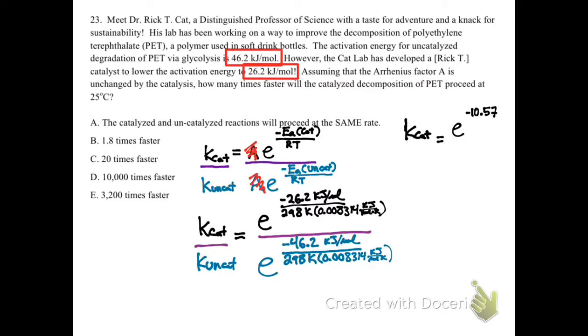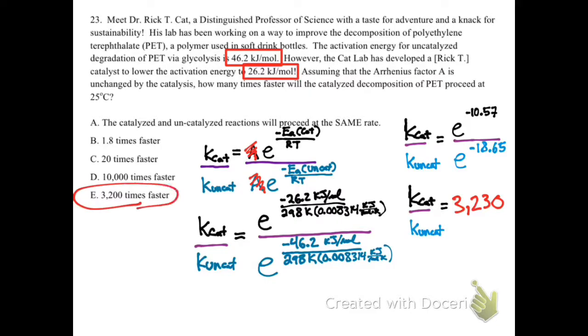So we get k cat is equal to e to the negative 10.57, and we'll divide then by k uncat, that's e to the negative 18.65. And then when we solve, we'll end up getting that this ratio is 3,230. So lowering activation energy has a pretty profound impact on how fast a reaction goes. Thanks, Catalyst. Thanks, Dr. Rick T. Cat.